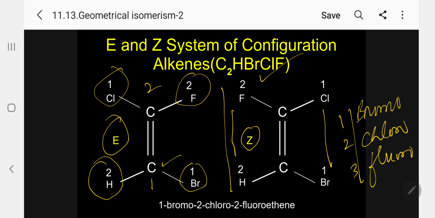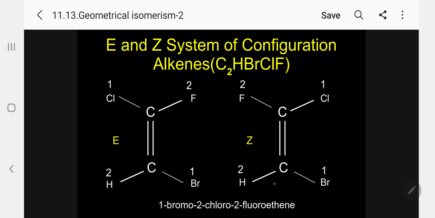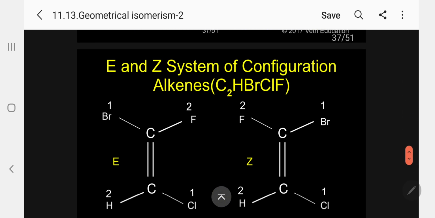So how can I name it now? In this case, I will name it E-1-bromo-2-chloro-2-fluoroethene. But when I am writing the second case, here I will write Z. For the second example, I will write Z-1-bromo-2-chloro-2-fluoroethene. So how many isomers are possible? 2 isomers are possible. Now I will go for the second case.